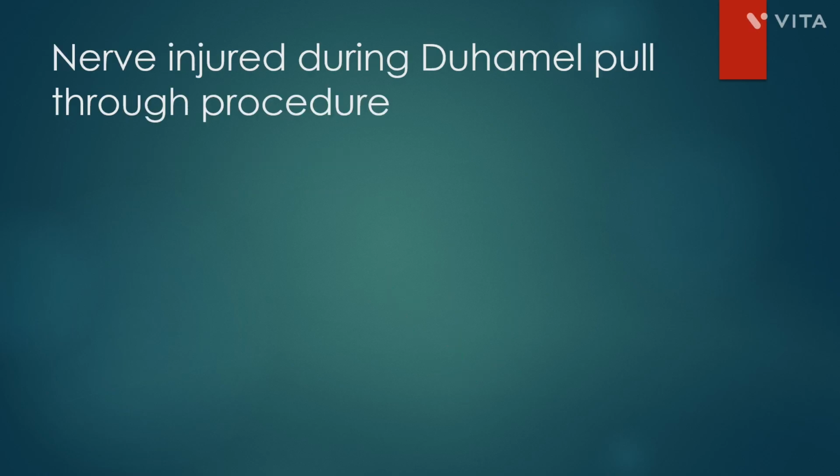Now Duhamel pull-through procedure, which is done for Hirschsprung, in which the nerve is injured. It is mentioned that it is causing problem with the voiding of the urinary bladder. So in urinary bladder, the sympathetic nerve is for the filling of the bladder.